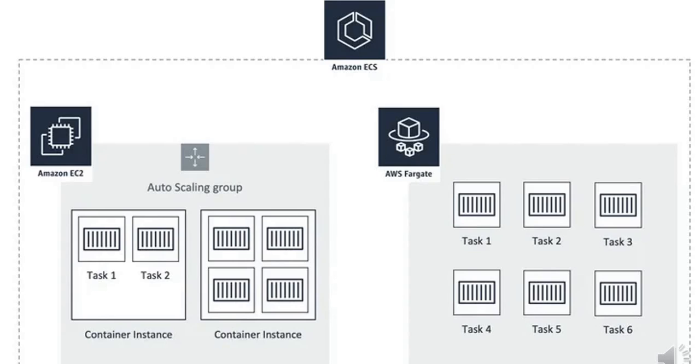This diagram depicts the major difference between Amazon EC2 and AWS Fargate. As you can see in this figure, in Amazon EC2, it requires dedicated instances to run our containers, whereas in AWS Fargate, we don't require any dedicated instances to run our containers.